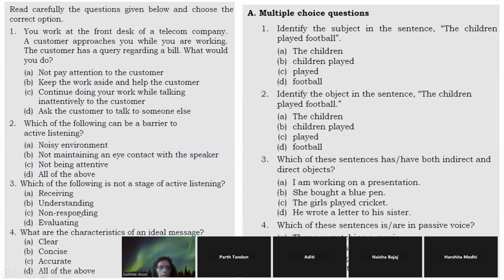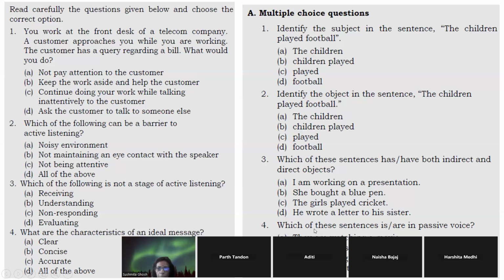Okay. Characteristics of an ideal message like clear, concise, accurate. They have picked this up and created an MCQ. Identify the subject in the sentence. The children played football. So here, football is my object. Identify the subject is the first question, sorry. So the children is my subject and football is my object.